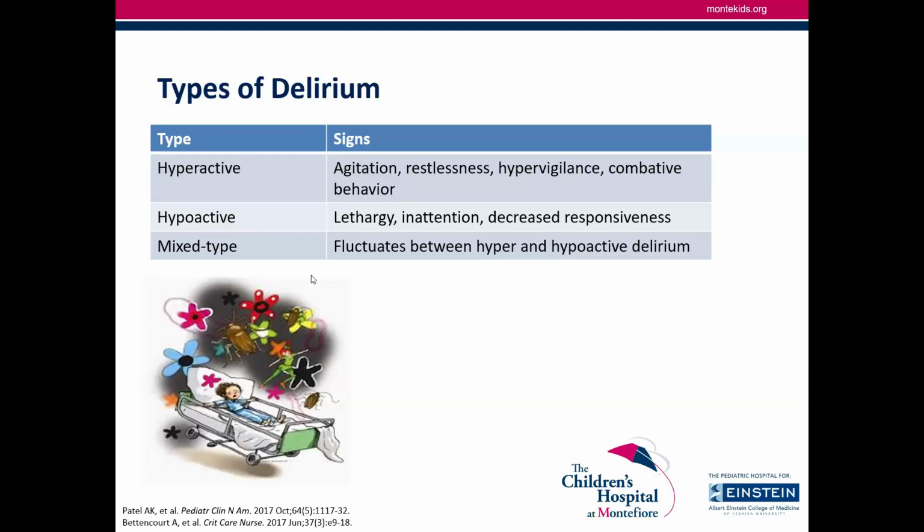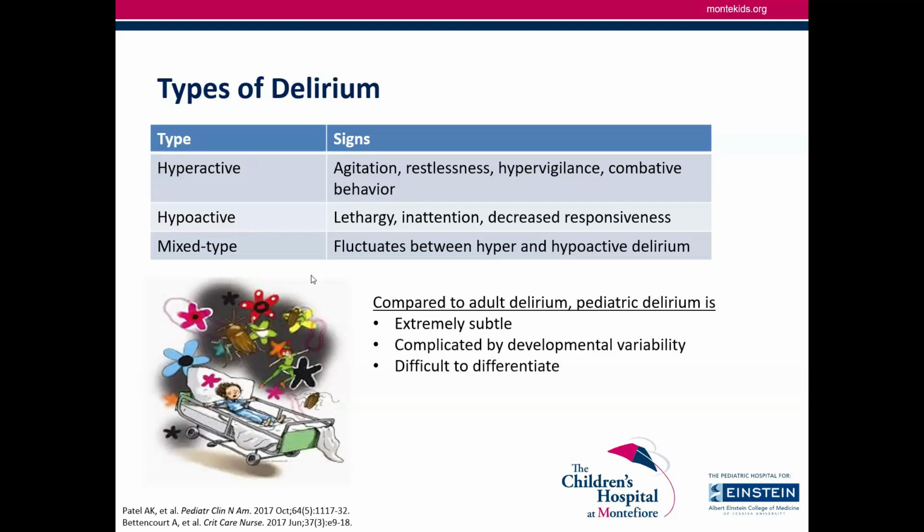So in pediatrics, hypoactive is the more concerning one, and it is correlated with the poorest prognosis. But compared to adults, delirium is also just more subtle to diagnose in pediatrics. And that's due to the fact that they're still developmentally developing, right? There's so much developmental variability in them compared to adults. So it is a little difficult to differentiate compared to our adult patients.